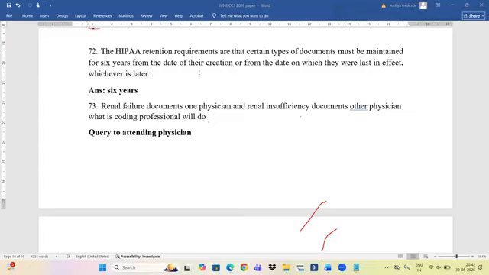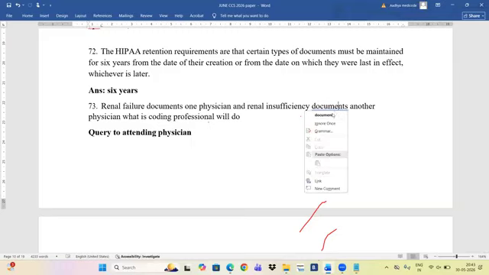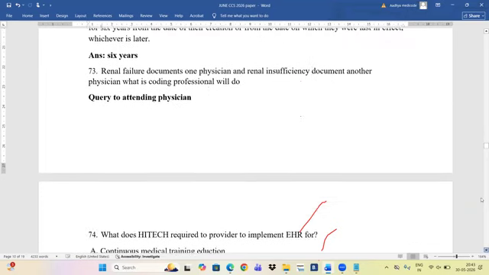Next, renal failure is documented by one physician and renal insufficiency is documented by another physician. What will the coding professional do? There is a conflict between the two providers, so query the attending physician for review.